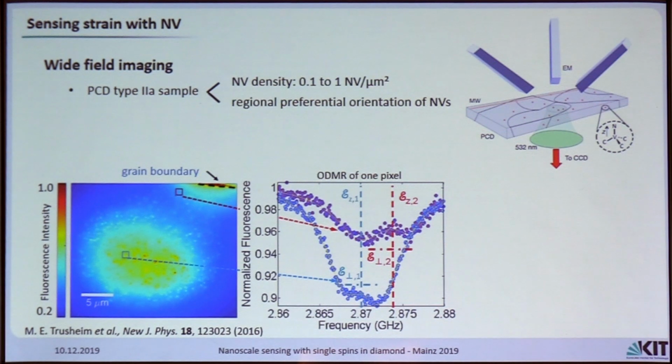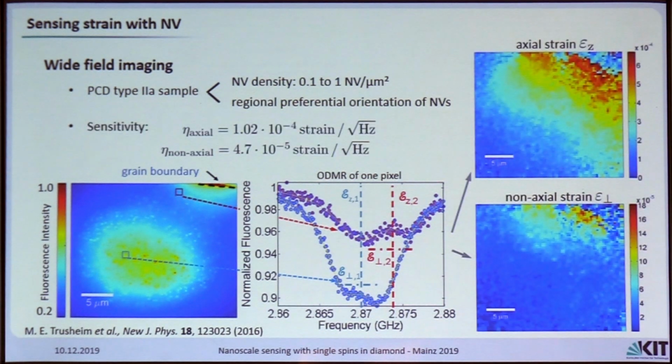And then they did this for all the single pixels and were able to really create these axial strain maps and non-axial strain maps. For example, as expected, the axial strain is, of course, extremely big in the grain region and then decreases, and the same for the non-axial stress. And then they were also able to do three-dimensional maps just by changing the focal spot size or depth, and could really investigate the influence of these grain boundaries.